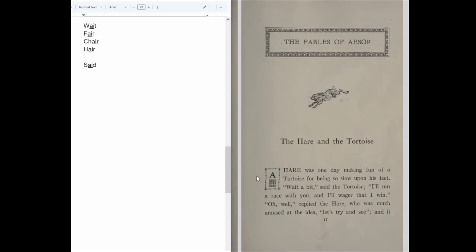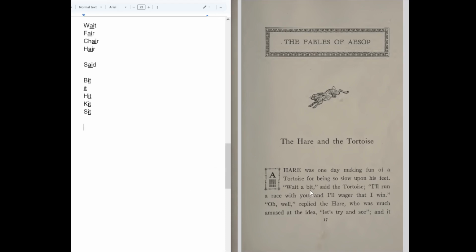Wait a bit, said the tortoise. Look at the word bit. I'm going to just capitalize because it's going to capitalize on me anyways. Bit. That IT says it. And in fact, that's a word all on its own. It. We have other words like that. Hit, kit, sit. Okay? That IT sound is it, and you'll see it quite often.